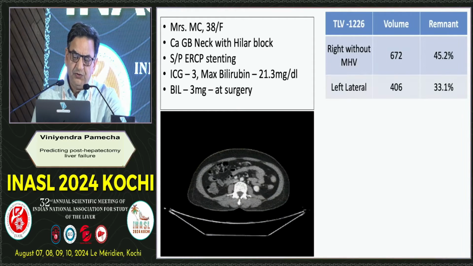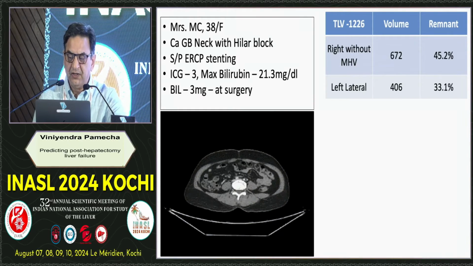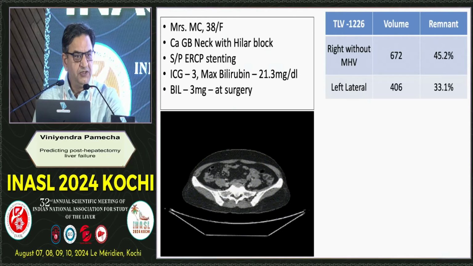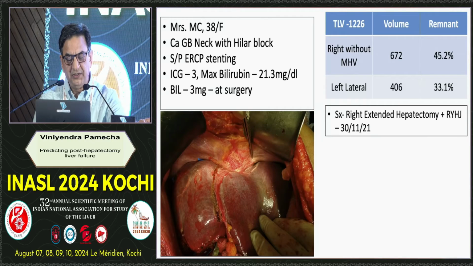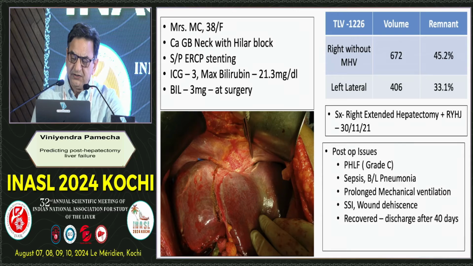She was planned to have an extended right hepatectomy. Her left lateral segment was about 33%. One would have thought this is okay to go ahead in a young patient. And this was her intraoperative photograph. You can see there's still cholestasis there, and the liver appears fatty as well. We did an extended right hepatectomy with Roux-en-Y reconstruction.